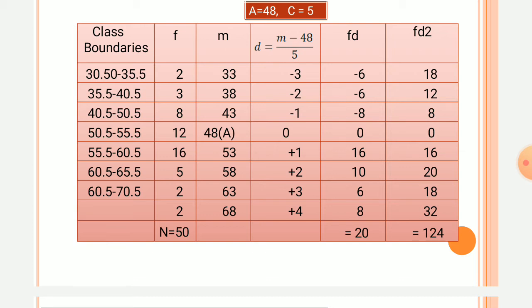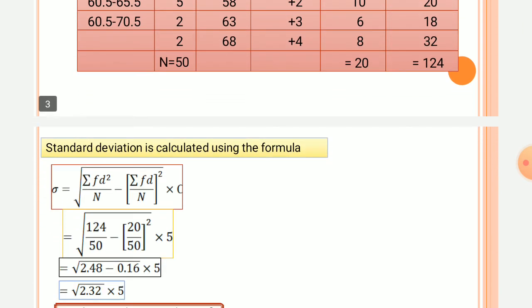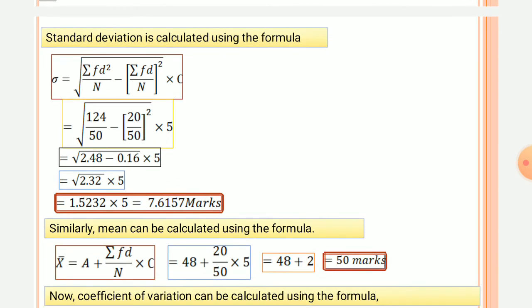The total of fd is equal to 20, and total frequency is equal to 50. So after preparing this table, now apply the formula. Standard deviation can be calculated by using this formula. Sigma is equal to root of sigma fd square by n minus sigma fd by n whole square into c. Now root of sigma fd square 124 by 50 minus sigma fd by 20 by 50 whole square into 5.